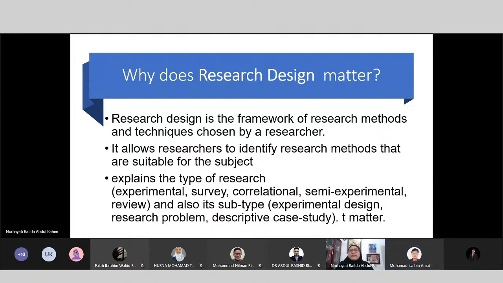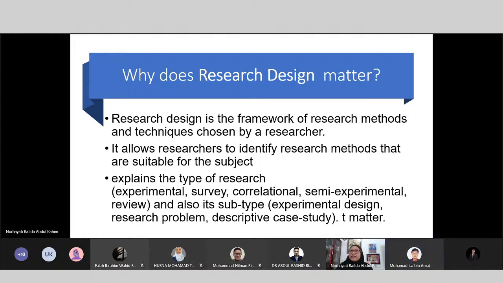Why does research design matter? Research design is the framework of research methods, and you can see how people got confused with theoretical framework and conceptual framework, because the word framework exists. They are all different. Research design is the framework of research methods and techniques chosen by a researcher. It allows researchers to identify research methods that are suitable for the subject.